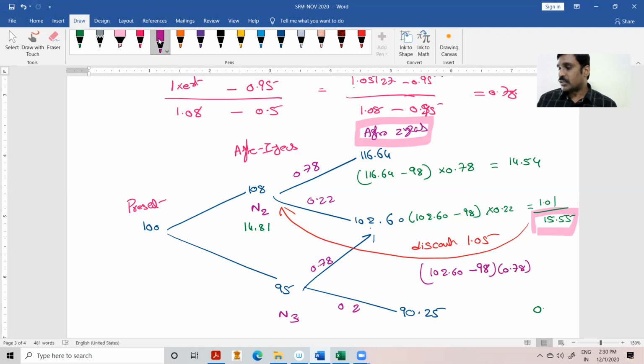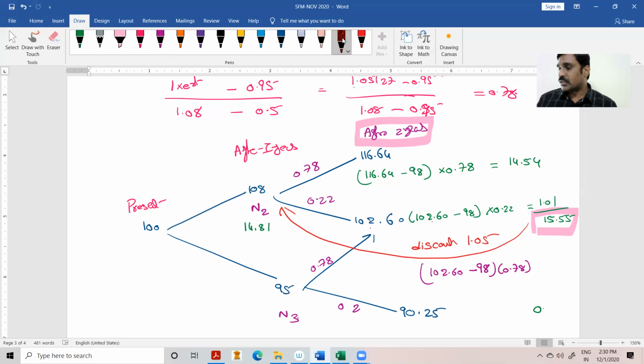If my starting point is 108, there is a 22% chance of falling down to 102.6. If my starting point is 95, there is a 78% chance of moving up to 102.6. Even though my destination is the same, based on my starting point, the probability will differ. So, same 102.60 minus 98, but we have to take 78% probability, not 0.22.